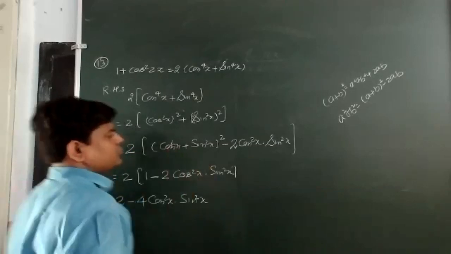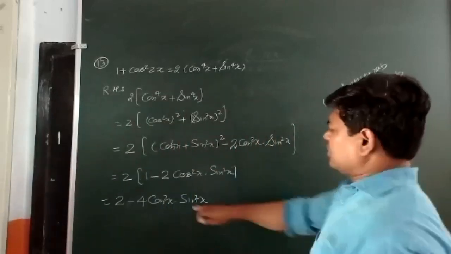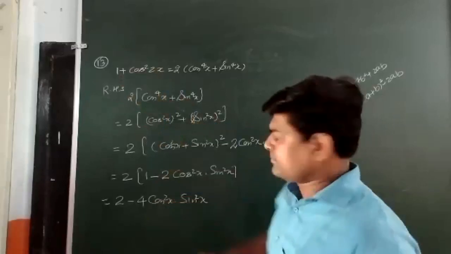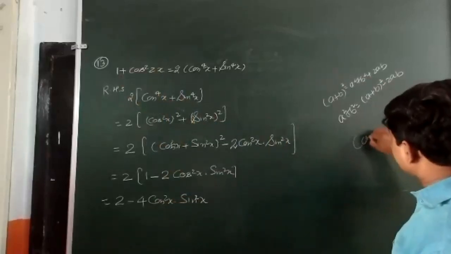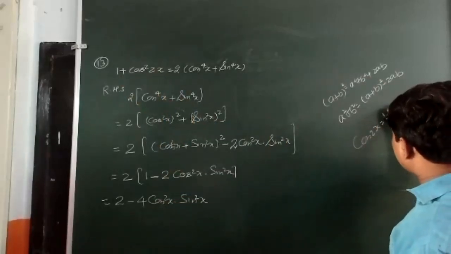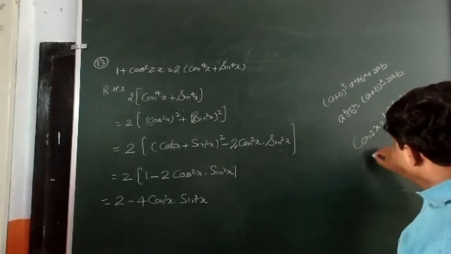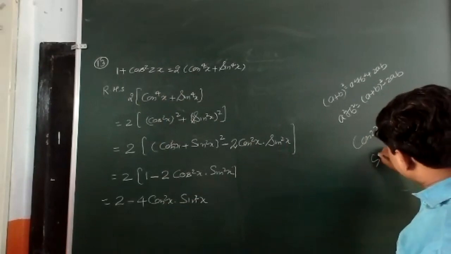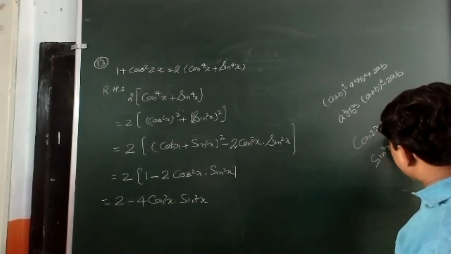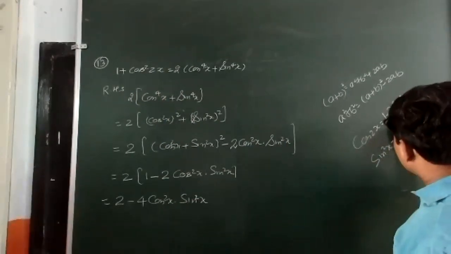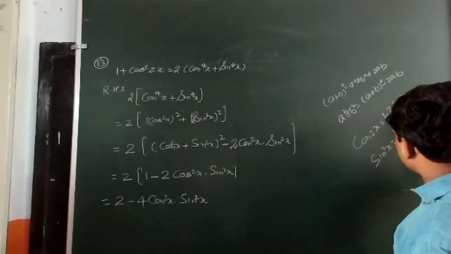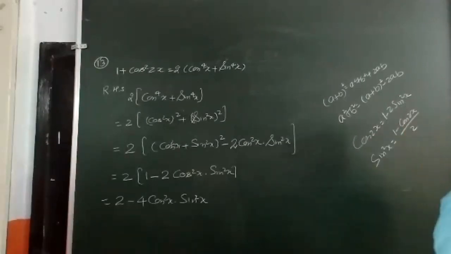One more thing I want to ask you people. Actually, I have to convert them into cos 2x. So tell me, we have the formula cos 2x is equal to 1 minus 2 sin square x. So from here, we can write sin square x is equal to (1 minus cos 2x) upon 2. Say yes or no.